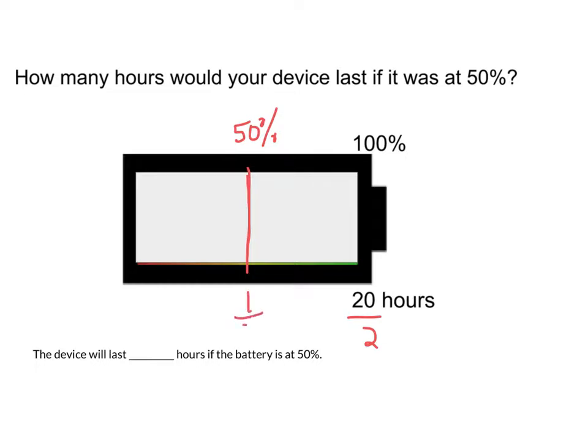half also. So then if I divide that by 2, then that means that 20 divided by 2 will give us 10. So the device will last 10 hours if the battery is at 50%. So go ahead and write the 10 hours into your assignment and then go to the next question.